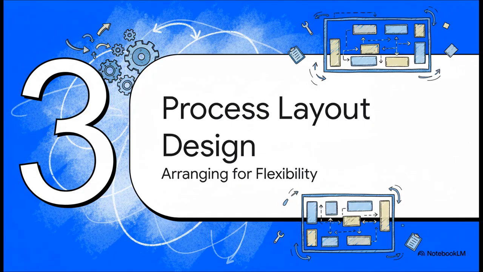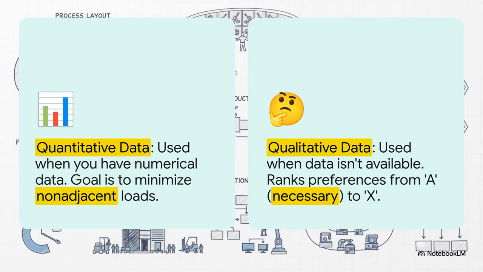Okay, moving on to Section 3, let's talk about actually designing a process layout. And remember, the whole game here is to arrange for maximum flexibility while keeping those pesky material handling costs as low as possible. So how do you actually do it? Well, there are two main methods, and it all depends on the kind of data you have.